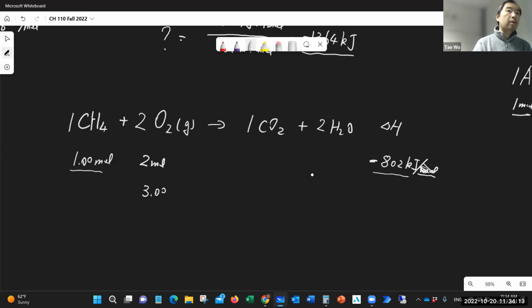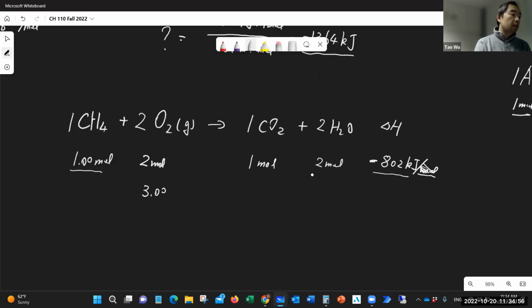To finish the whole complete reaction, you need 1 mole of methane and 2 moles of oxygen. Then they form 1 mole of CO2 and 2 moles of water, and during this process they produce that much heat. Are you clear? Although the question didn't say that 2 moles of oxygen will produce that much heat, this is based on the stoichiometry. This is what the equation shows. All right, so now that's going to be more clear.